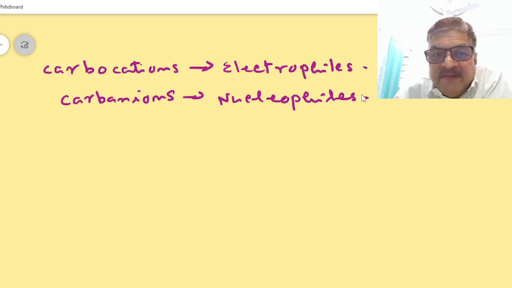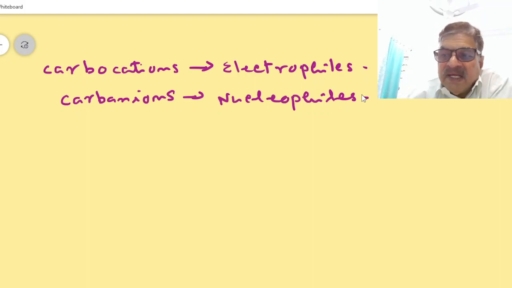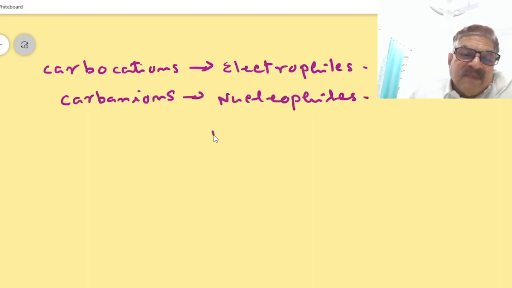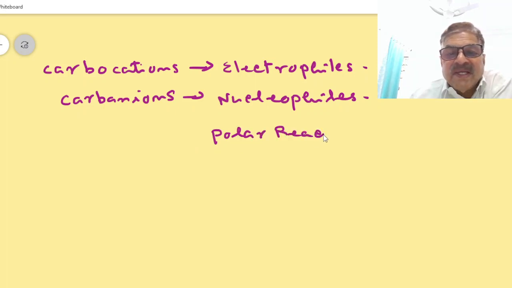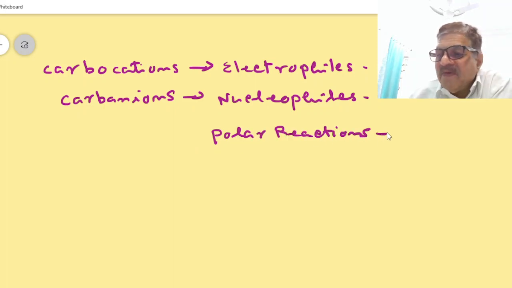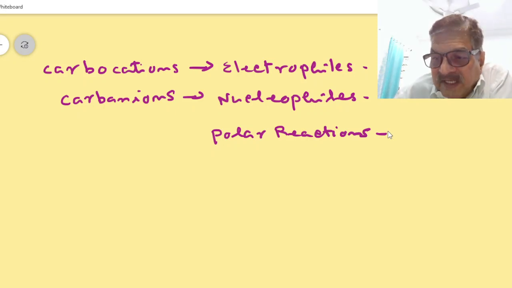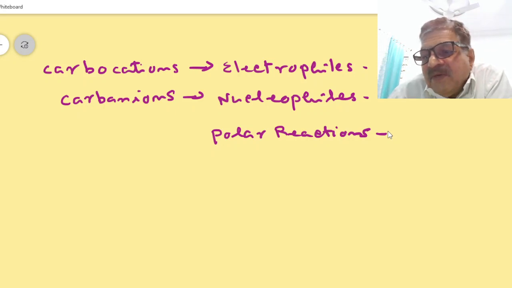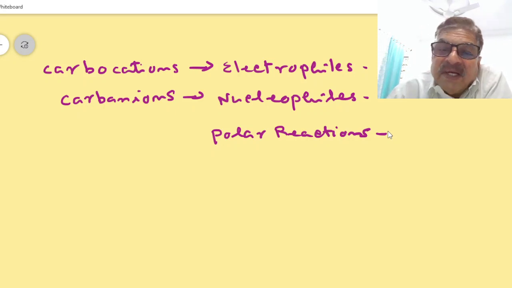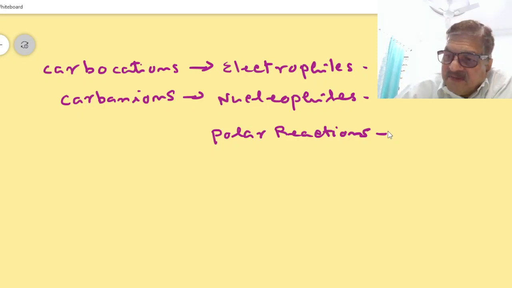Carbocations are electrophiles and carbanions are nucleophiles here. They are all reactive intermediates in polar reactions. What is a polar reaction? A polar reaction is a reaction in which a nucleophile reacts with an electrophile, or an electrophile reacts with a nucleophile. That is a polar reaction. Therefore, carbocations and carbanions are reactive intermediates in polar reactions here.